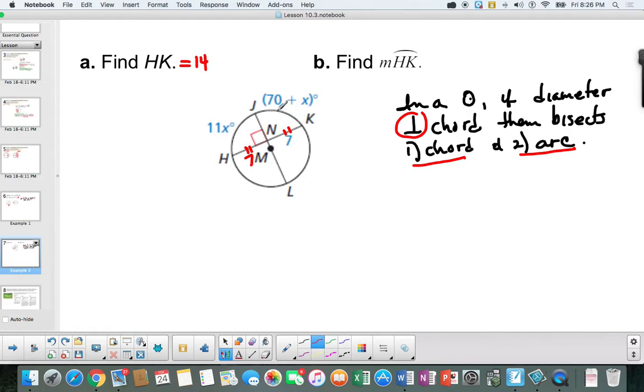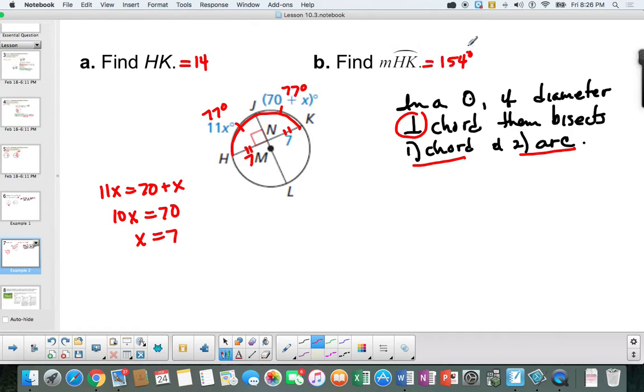All right, I also know that these arcs have been bisected. So I know 11x is equal to 70 plus x. And so that's going to make 10x equal to 70, so x is equal to 7. So this is going to be 77 degrees, and of course this is going to be 77 degrees. I want to find the measure of arc HK, so I'm going to use arc addition and add those two arcs together, and so the answer is going to be 154 degrees.